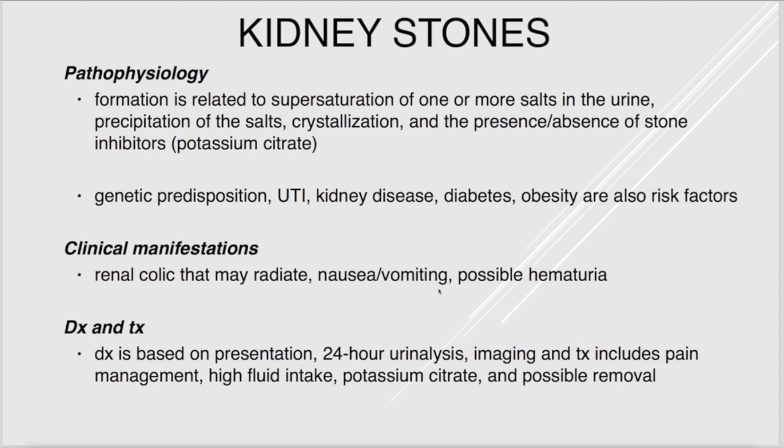As far as clinical manifestations, the big one is renal colic, which is that flank pain that can change very quickly as the stone moves, or it can come on very suddenly. It may radiate to areas like the groin. Hematuria is not uncommon at all, so that could either be microscopic or gross hematuria where you can actually see it. Nausea and vomiting, all of those are pretty common.